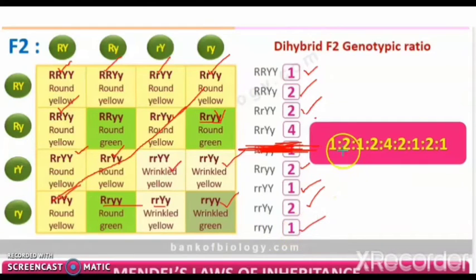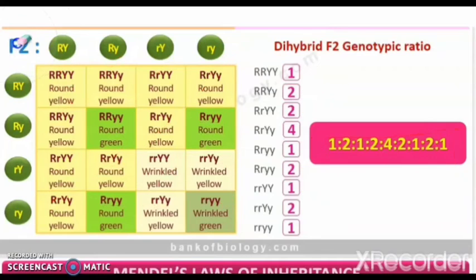So what is the genotype ratio, children? The possible genotype ratio is 1:2:1:2:4:2:1:2:1, right? So you can derive it with the help of the Punnett square. So this is about the dihybrid F2 generation, genotypic ratio and phenotypic ratio, right?